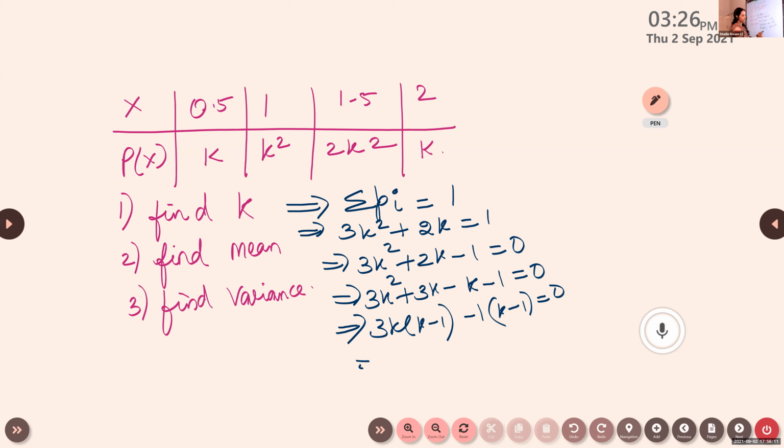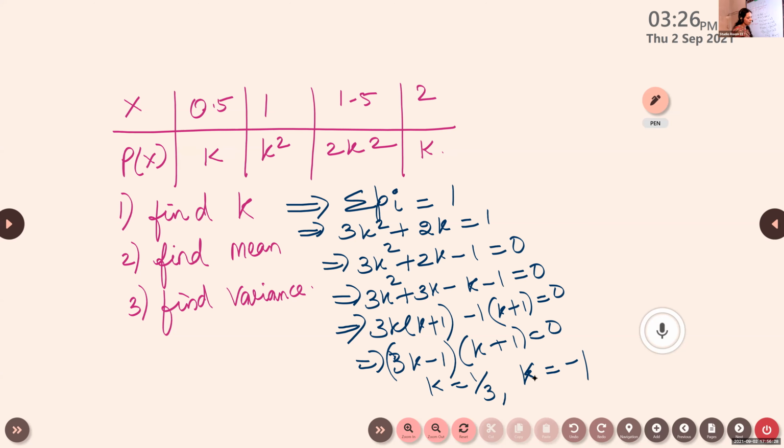So we get, sorry, it is k plus 1. 3k minus 1 into k plus 1 is 0. So k is equal to 1 by 3 or k is equal to minus 1. Look at this: k is equal to minus 1 is not possible. Why? Probability will not be negative.